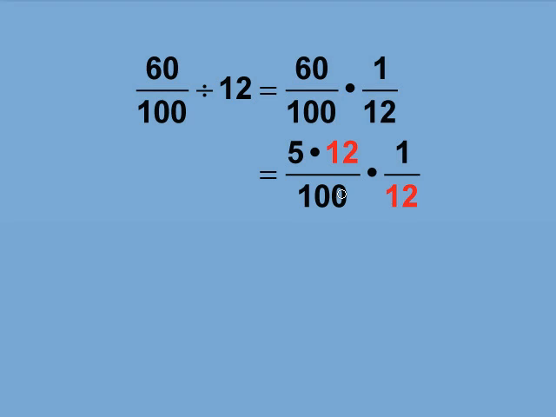But this can be simplified further. The 5 is a common factor of 5 and 100, as shown here. The highlighted terms divide out. We are left with 1 over 20. Let's look at a final example.